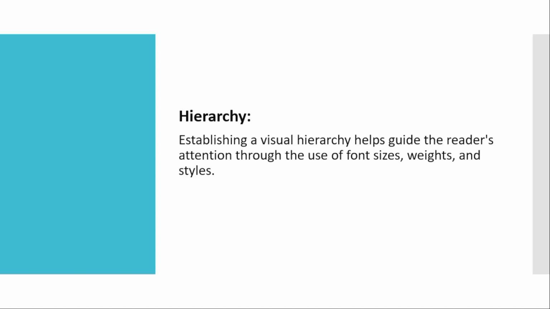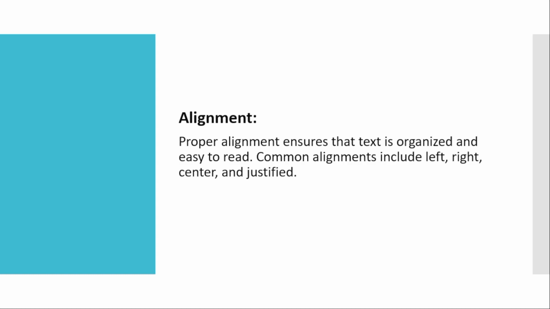Now we have something called hierarchy, the hierarchy of design. Establishing a visual hierarchy helps guide the reader's eye attention through the use of font size, weight, and style. During our introduction to graphic design, I told us more about hierarchy. Hierarchy is the level of arrangement that determines the flow of the eye, how you want your audience to see your visual artworks. Alignment is also important, though I will take us through layout and composition later.